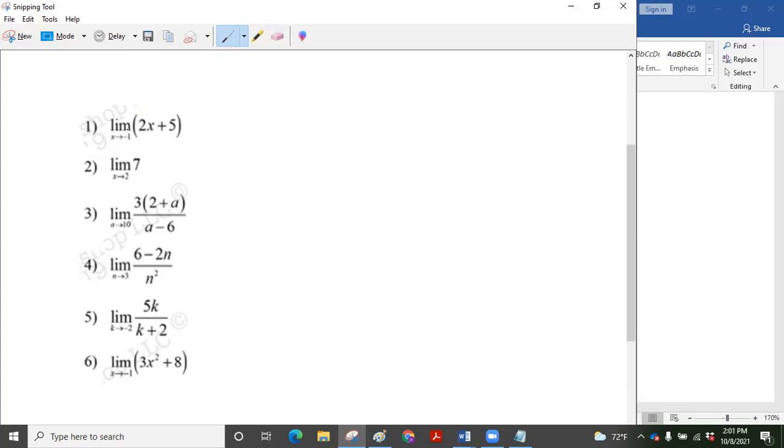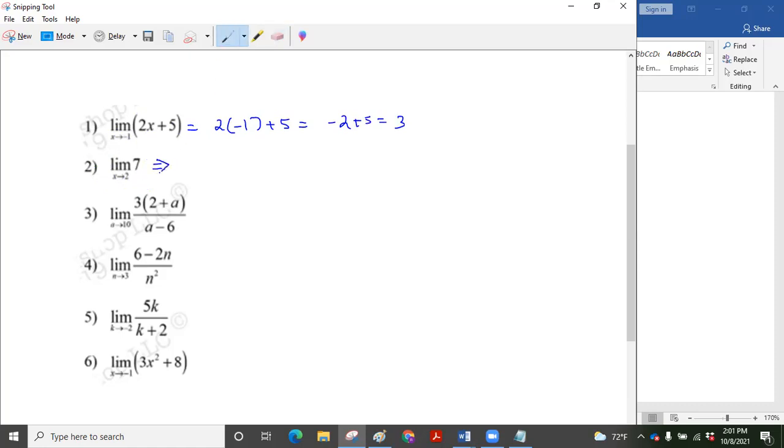So for this one, it's saying the limit as x approaches -1. We can essentially just plug in -1 because it's a polynomial, it's continuous everywhere. All values can be plugged into a polynomial function. So we can say this is 2 times -1 plus 5, which is just -2 plus 5, which is just 3.